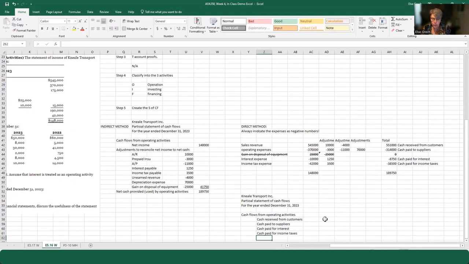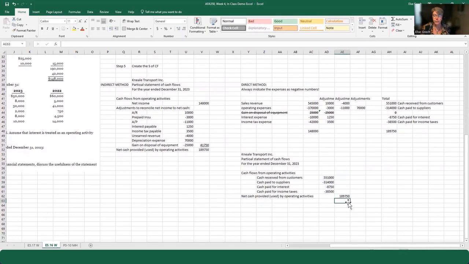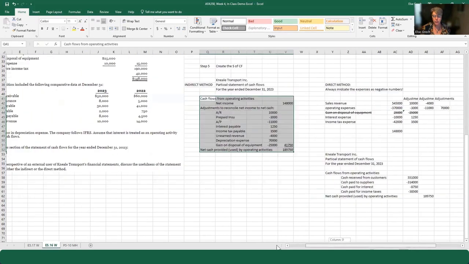And my amounts would be straight from here. And then I would have net cash provided or used from operating activities. I would do the total right over here. There we go. So notice it's only the operating activities that change from either the indirect method or the direct method. So let's look at the other question.